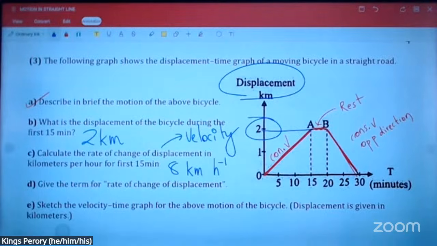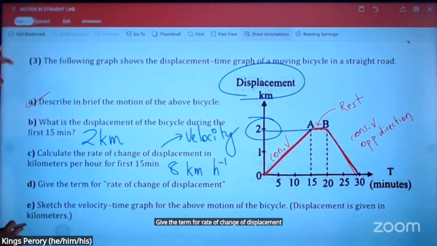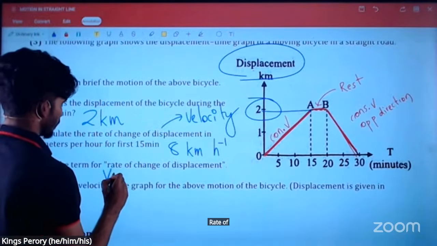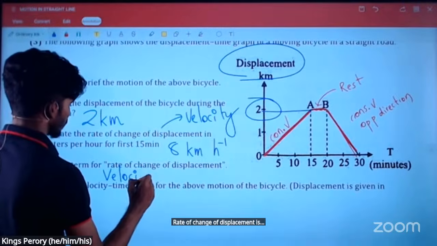Give the term for rate of change of displacement. What is rate of change of displacement? I already wrote it. Rate of change of displacement is velocity.